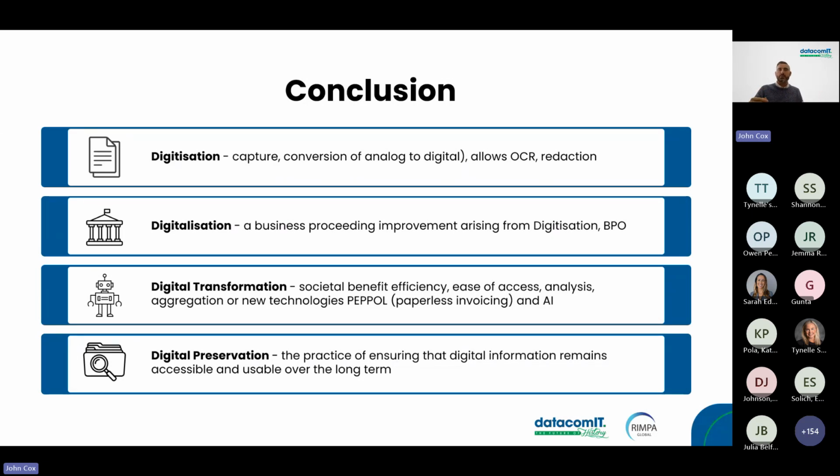Because of digitalization and digitization, we can use AI, things like Peppol, where you don't need to create an invoice. There's no keying, scanning. It's a transfer of metadata between 2 entities that allows for payment to happen automatically. That arises from digitalization of a business process. And then the last one is digital preservation, the process of ensuring that all of your digital information is usable into the long term.